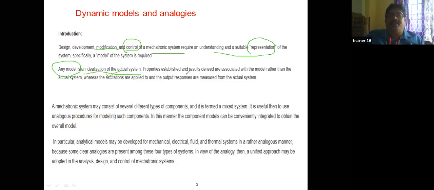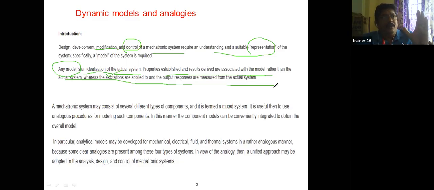The properties are established and the results are derived and associated with the model rather than the actual system, whereas the expectations are applied to, and output responses are measured from, the actual system. Here, the output responses should be whatever output you are having. For an actual system, it should be like that, with excitation. So you can get the output from the dynamic model. The output should be reachable.